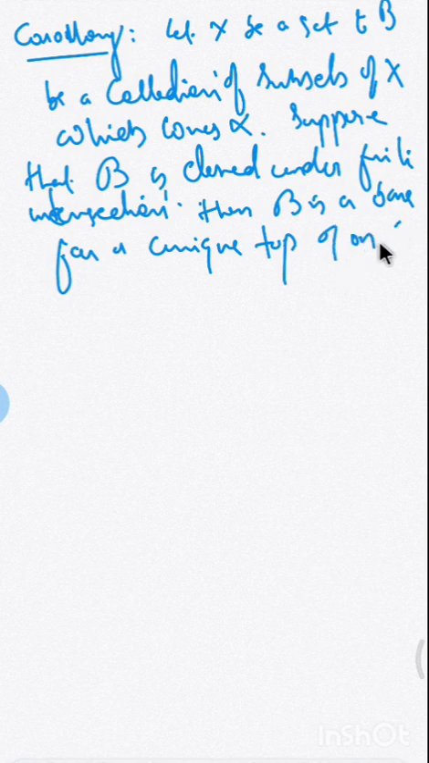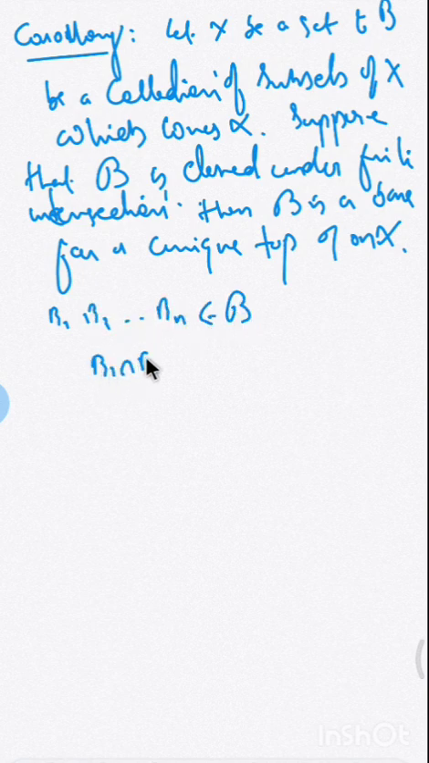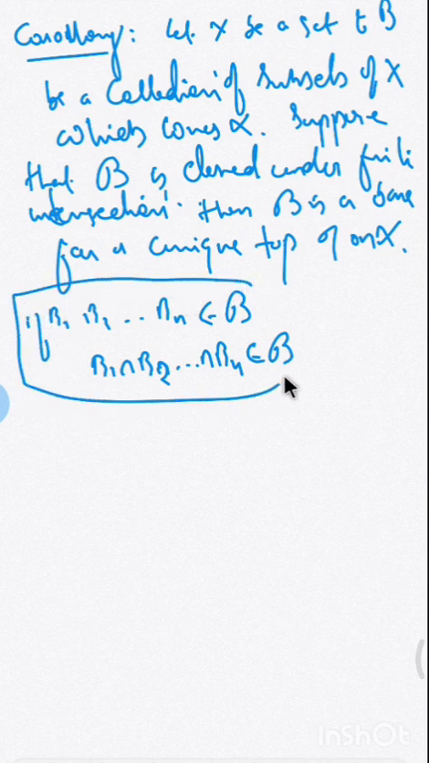tau on X. So what the corollary says is, when you have a set and a collection of subsets of X which covers X, and B also has the property that it is closed under finite intersection. That means when you take finitely many elements B1, B2, B3, etc. in B itself, then their intersection, B1 intersection B2 intersection, etc., intersection Bn, where n is a finite number, also belongs to B. This is the meaning of B having the finite intersection property.